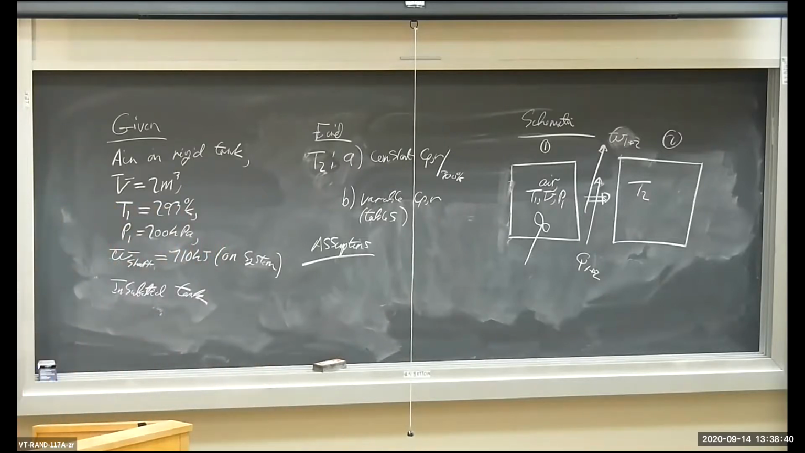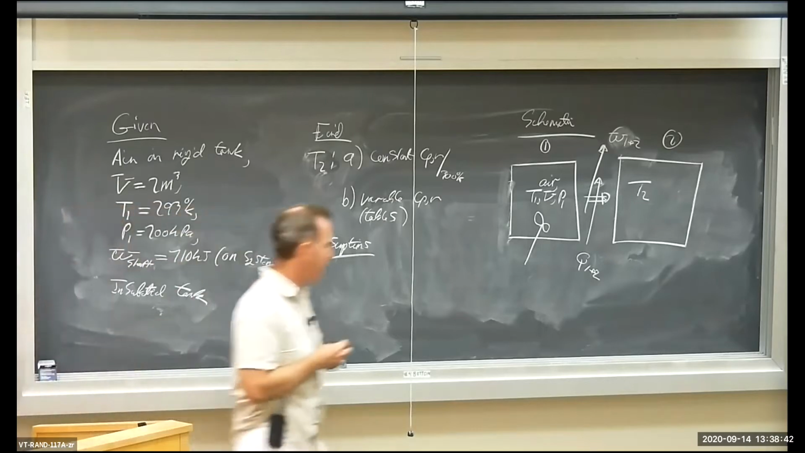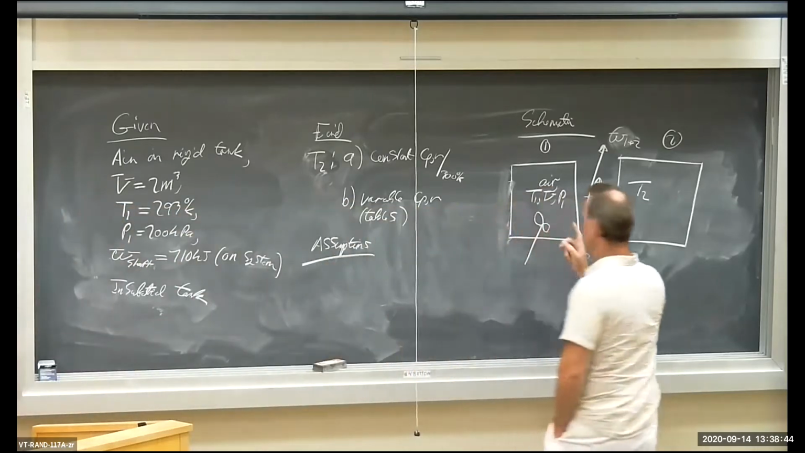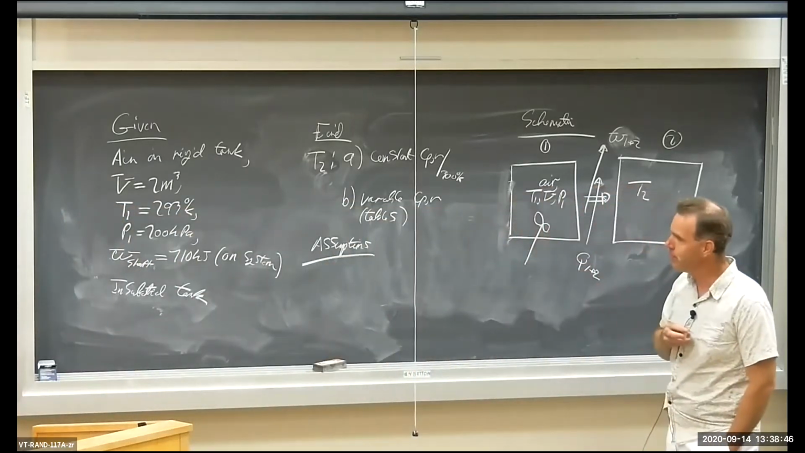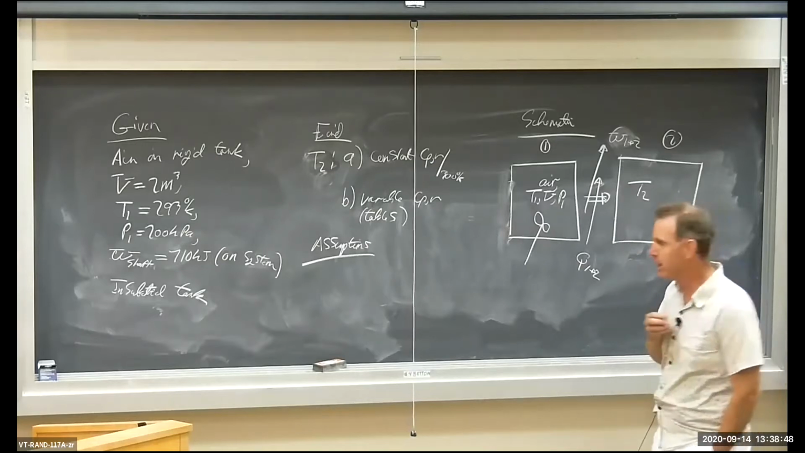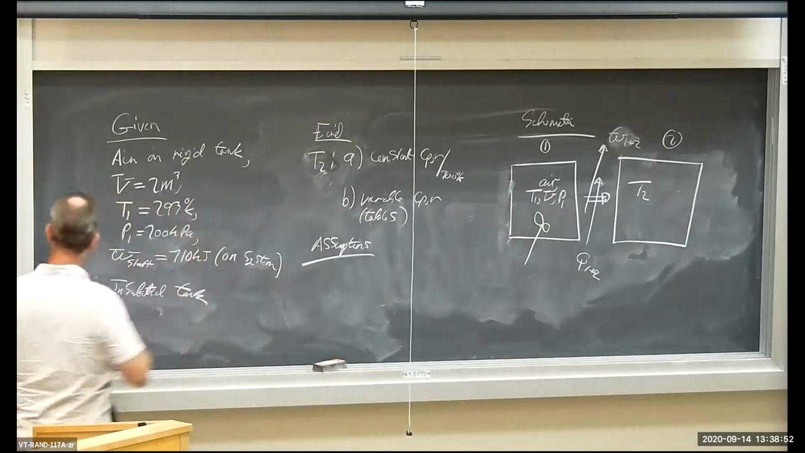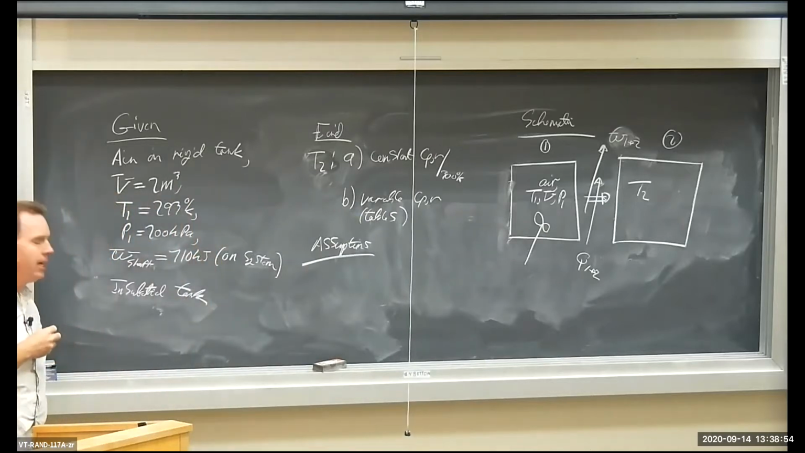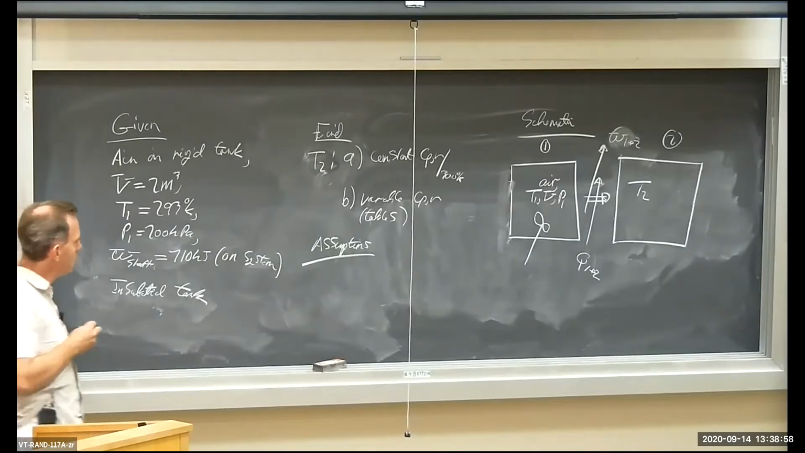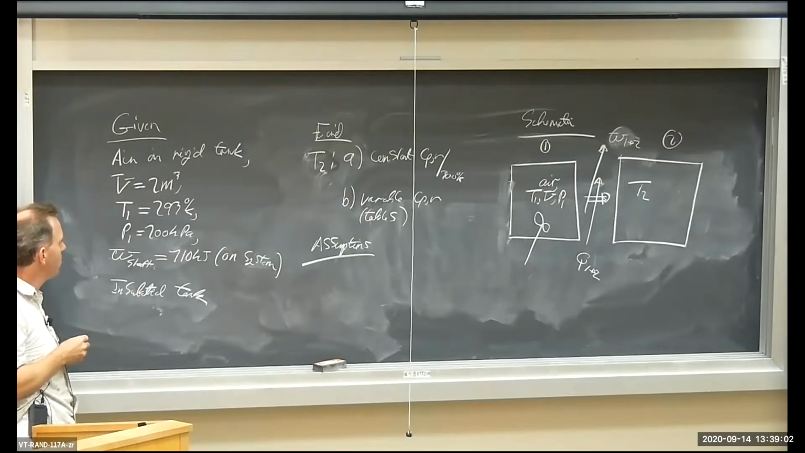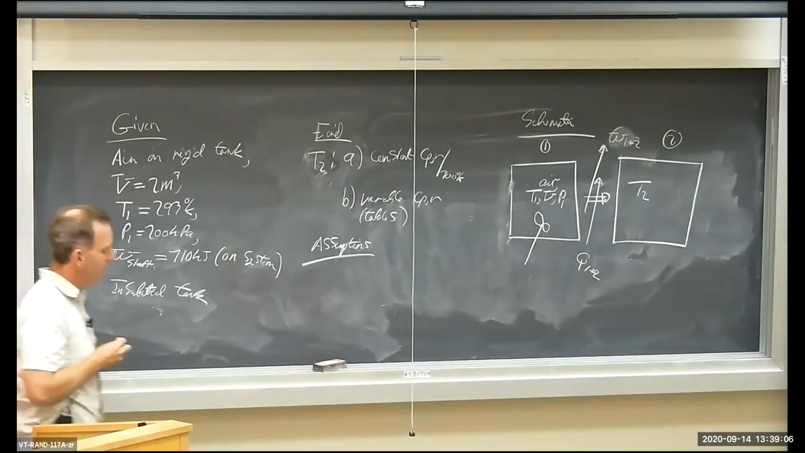So what we have here is air in a rigid insulated container, or tank. Insulated, rigid container or tank. The volume of the tank is 2 cubic meters. The initial temperature T1 is 293 degrees Kelvin. Initial pressure is 200 kPa.